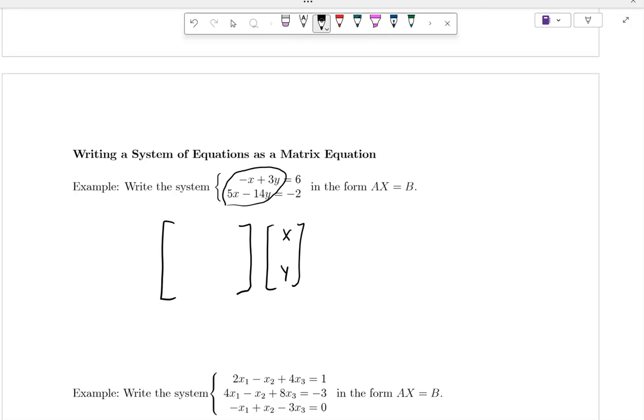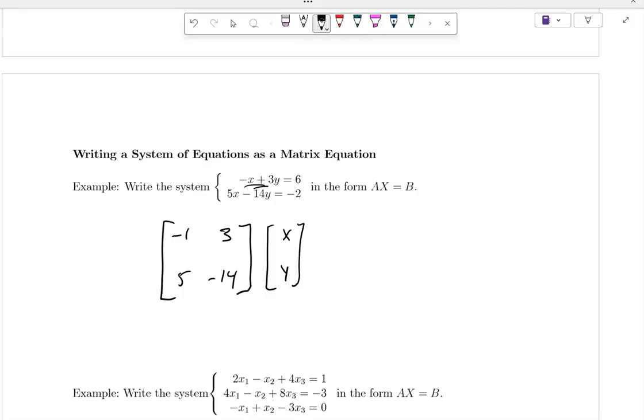Okay? If I'm going to write my x, y vertically here, what numbers do you think I should put in this first row to make it come out to be negative x plus 3y? What numbers do you think I should have in that circled row to make it come out with a negative 1 times an x plus a 3 times a y? What do you think should go in there? Yeah, negative 1 and 3 here. Good. I should have a negative 1 and 3 here. All right. What numbers should go in the second row? A 5 and a negative 14. Good.